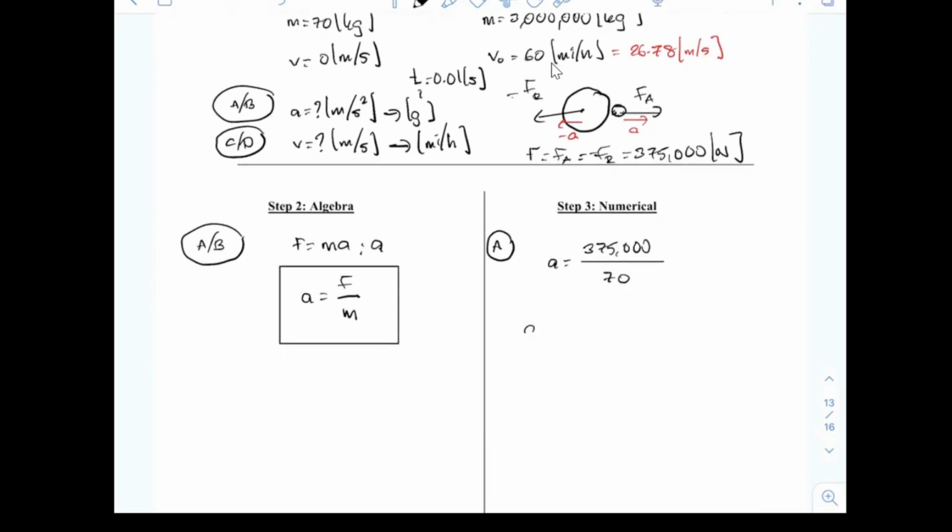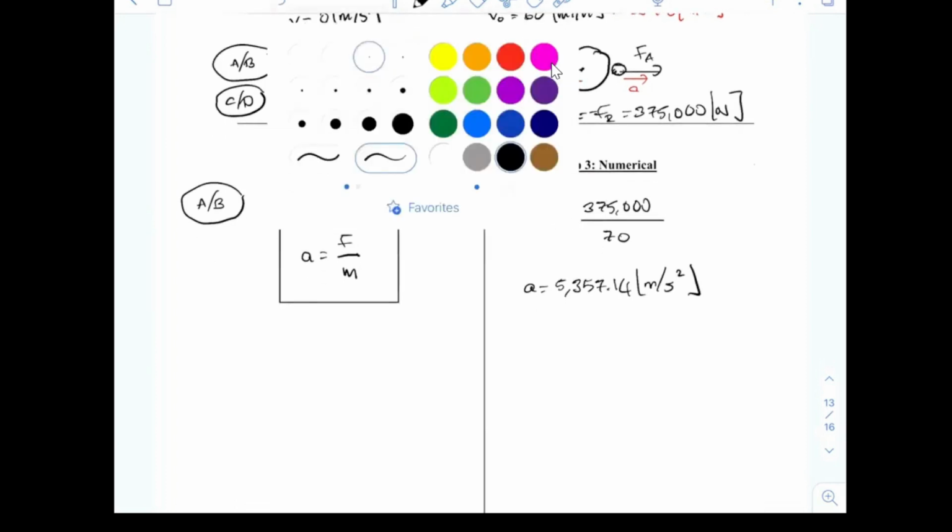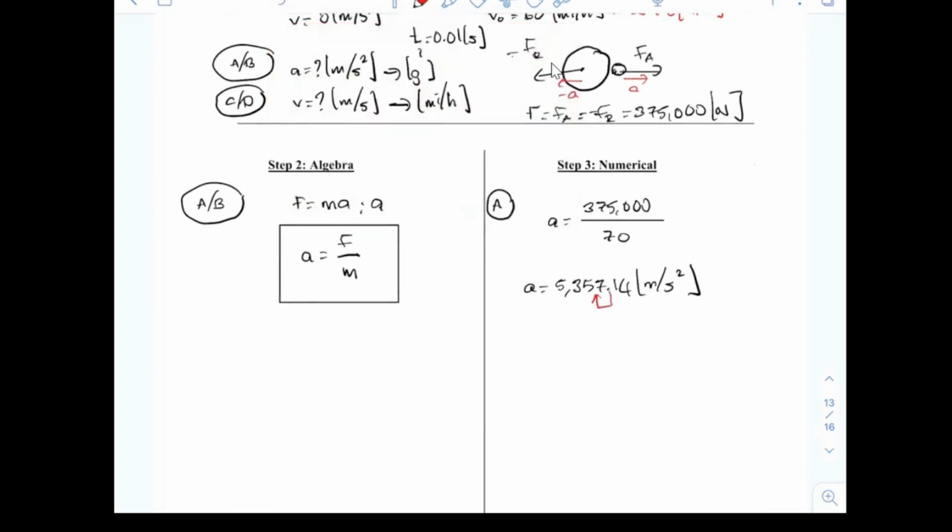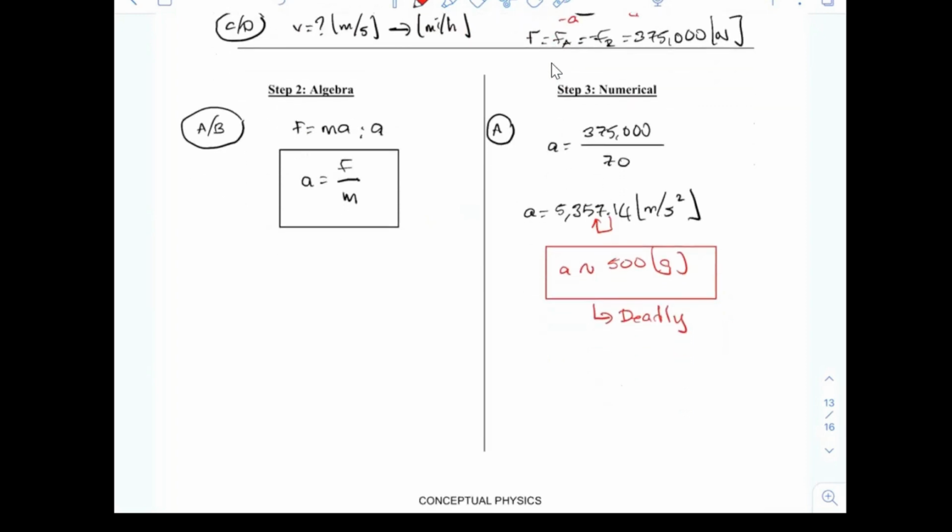All right, so what do you get for this one? Give me the number. 5,357.14 meters per second squared. Give yourself 5 points. I'm going to just move the decimal to the left. So this is about 500 Gs. Guys, this is dead upon impact. In reality, the impact time is going to be shorter than this, but this is dead upon impact. So that's the acceleration of the person.